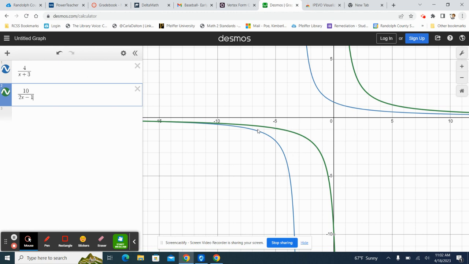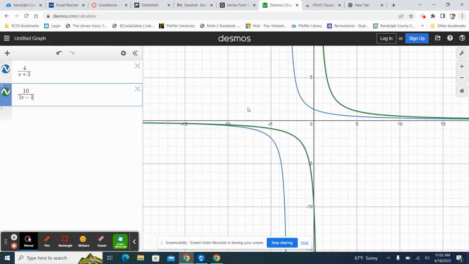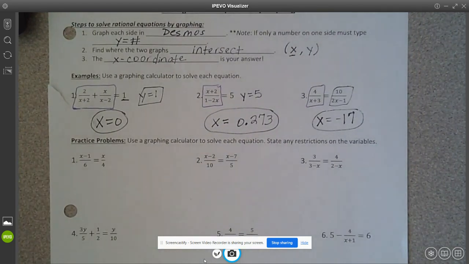Now, at the onset, it doesn't look like it crosses anywhere, so I'm going to have to zoom out a little bit. If I zoom out, I can see that there's a gray dot over here where it does intersect, and that's that point right there. The x value is negative 17. So my answer is x equals negative 17. I'll go back and show you that on the paper: x equals negative 17. Now I want you to try the problems that are down here below and see how you do on them.